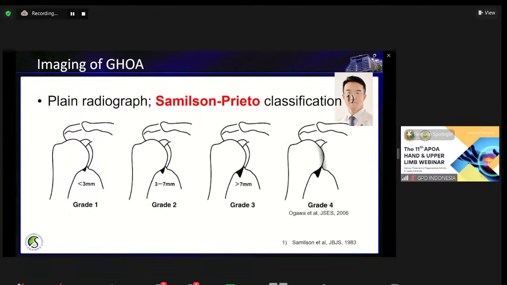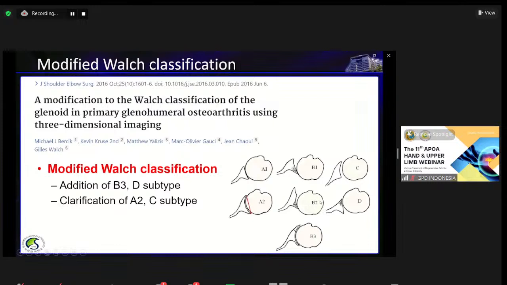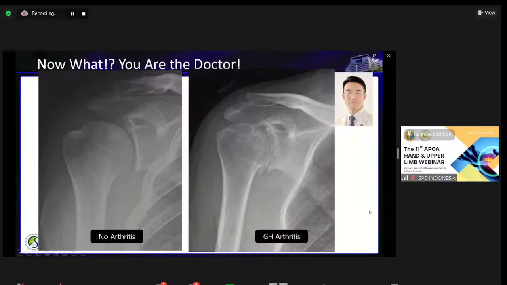One of the common classifications used is Samilson-Prieto, depending on the osteophyte of the inferior glenohumeral joint, which is called the goat's beard. If it's less than 3 millimeters, it's grade 1. If you can see the joint is disrupted, it's grade 4. For glenoid wear, and not only glenohumeral arthritis but also cuff arthropathy, the modified Walch classification is used. You can see two types of A, three types of B, and C and D. Of course, there are some more subtle subclassifications of this classification.